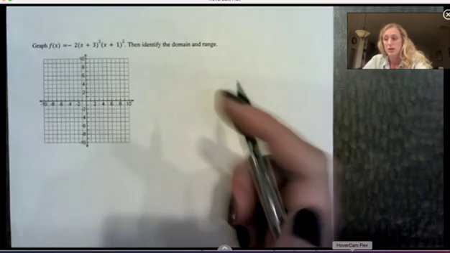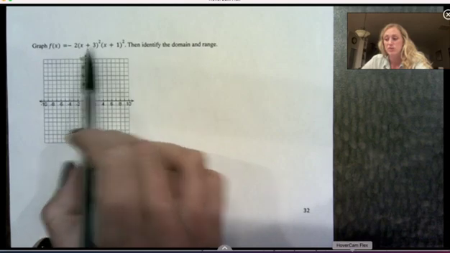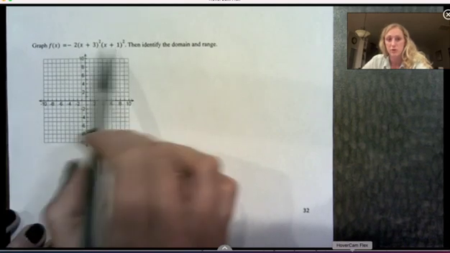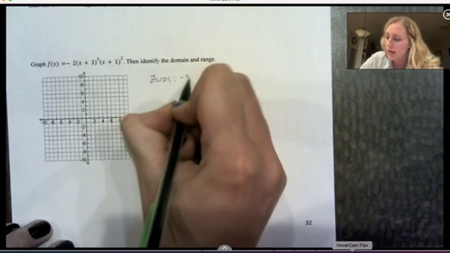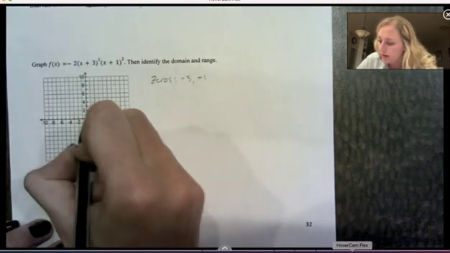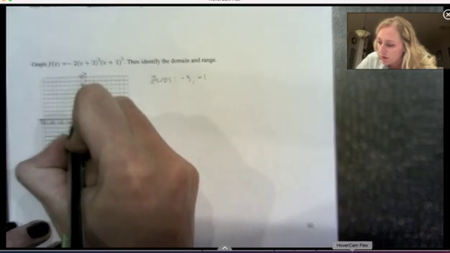All right, this one is asking us to sketch a graph and then identify the domain and range. So we know that when it's in factored form, these are the zeros. So I know I have a 0 at negative 3 and at negative 1. So I'm going to put points there. Negative 3, negative 1.